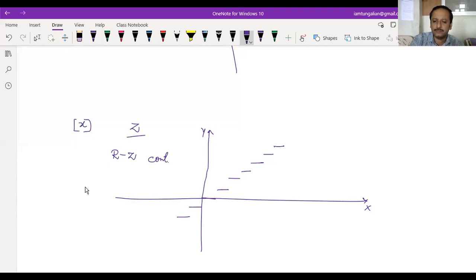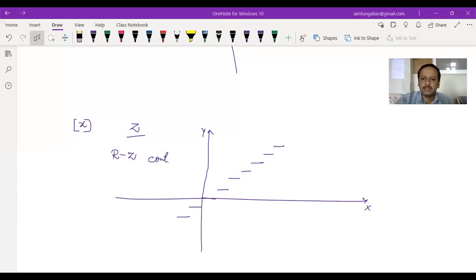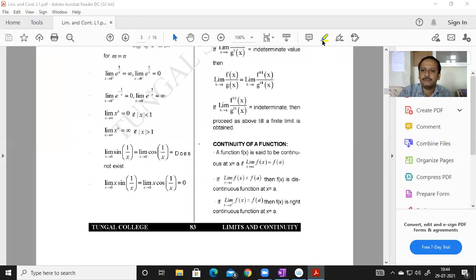Okay, so this is about continuity. Let us just have a look at the synopsis, what they have given. Look at this now. Continuity of a function. A function f of x is said to be continuous at x equal to a if the limit as x tends to a of f of x is equal to f of a. If the limit as x tends to a of f of x is not equal to f of a, then f of x is discontinuous at x equal to a.